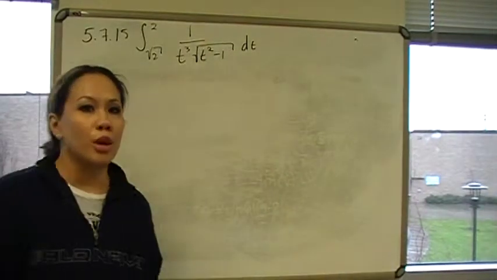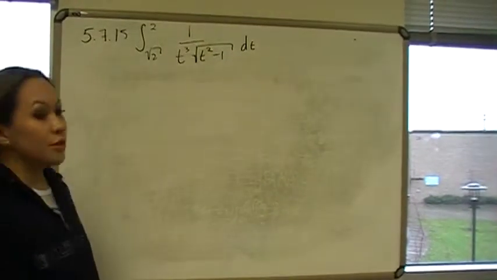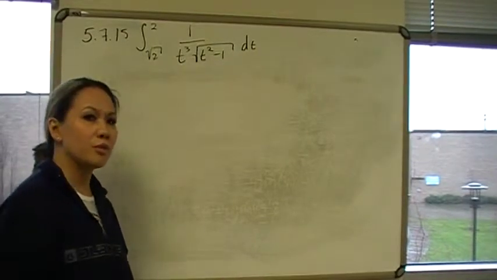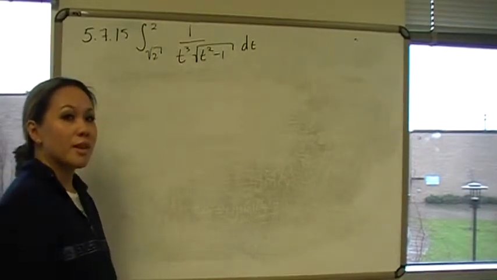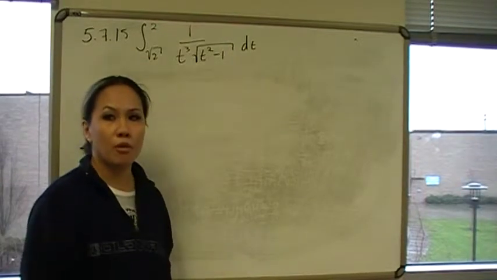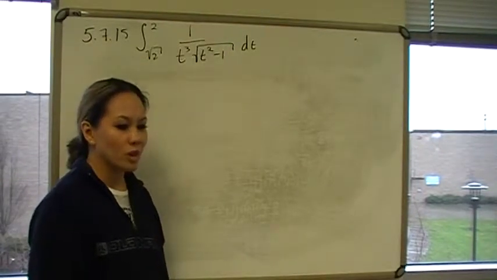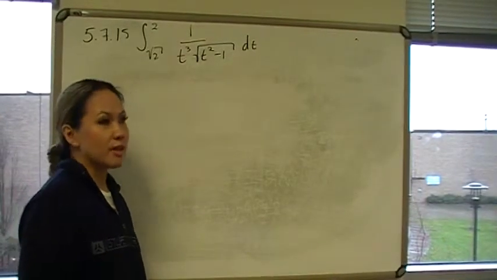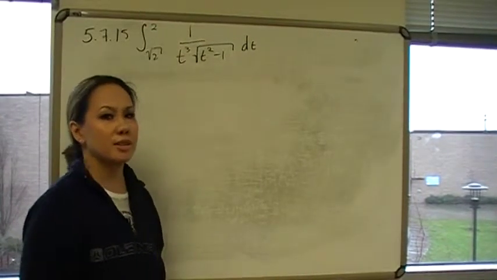Okay, so this is problem number 15 from section 5.7. I wanted to break down this one because I thought it was a little challenging. In this section, we're talking about techniques for dealing with things where integration by parts isn't the easiest. It's not that it won't necessarily work, but it isn't the easiest.